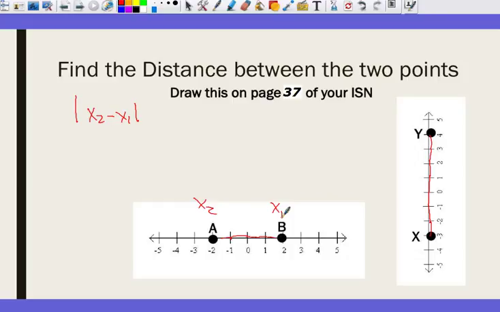An absolute value turns a positive number positive, and it turns a negative number positive. Okay? So in geometry, you'll never ever get a negative number for an answer. Well, you'll never get a negative measurement. Okay?